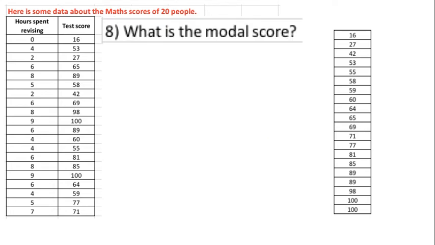What is the modal score? The modal score, or the mode, is the one that there's most of. In this case there's two 89s and there's two 100s. So this is an odd case where it's bimodal. There's two modes.